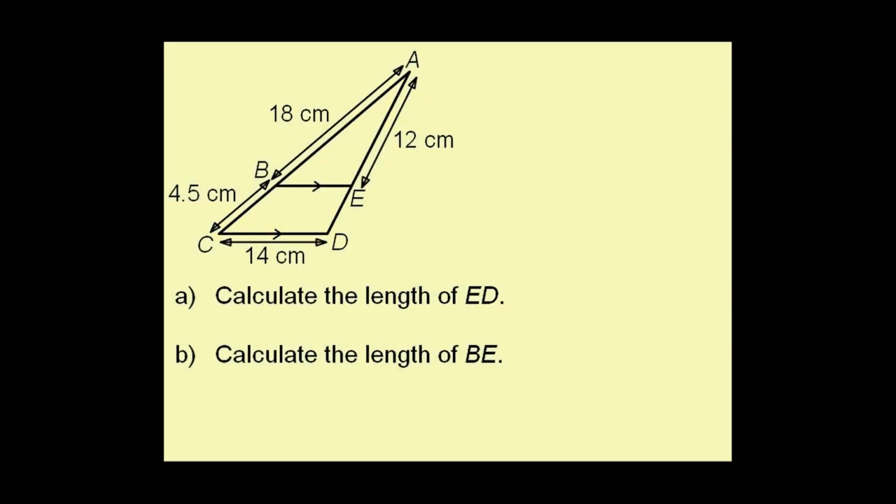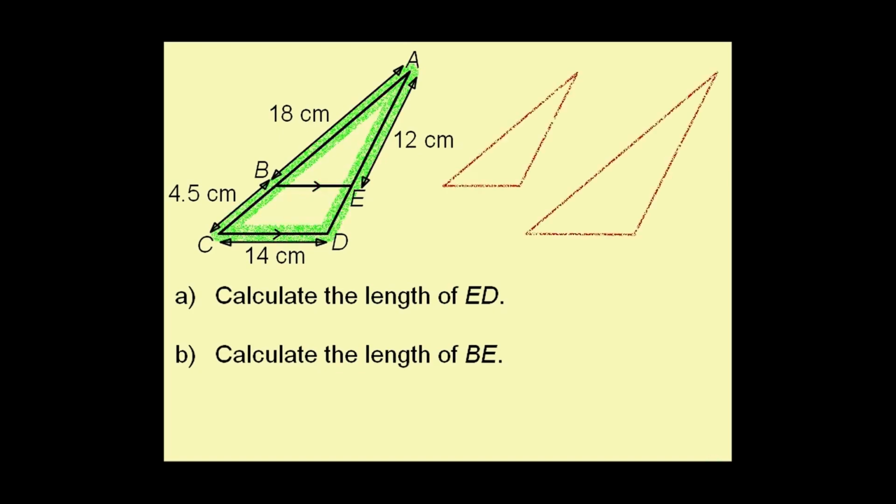This is another typical exam question, but this time it's a similar shapes question in disguise. If you look closely at the diagram, you should be able to see a small triangle here and a larger triangle here. The two triangles are similar, and I draw them out like this to help me with the working out. I can put on the lengths from the original picture over here.